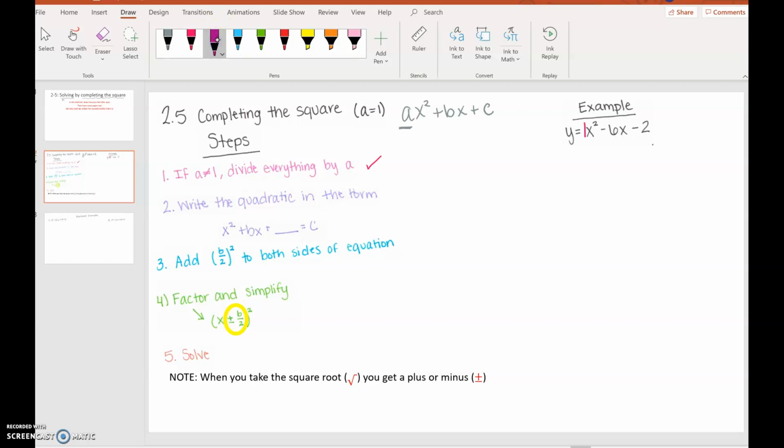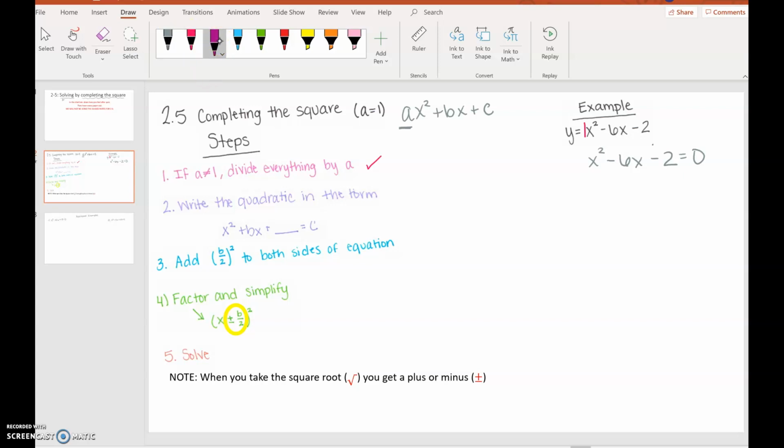So then the next step is write the quadratic in the form x squared plus bx plus a little space equals c. So when we're solving, remember, we do want it to equal 0. So we have 0 equals x squared minus 6x minus 2. And then now we're going to rearrange it, and we want this 2 on the other side. Let's actually just write this equals 0 on the other side so that it looks the same way as the equal sign on this side.